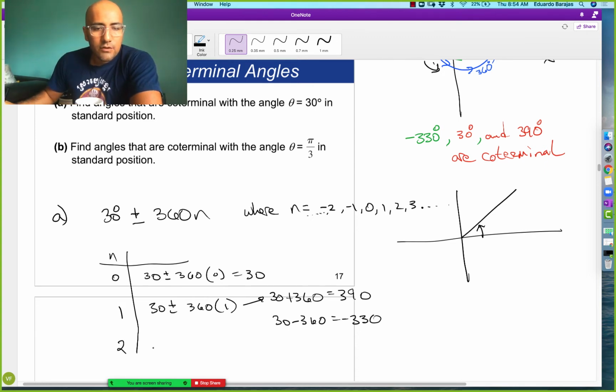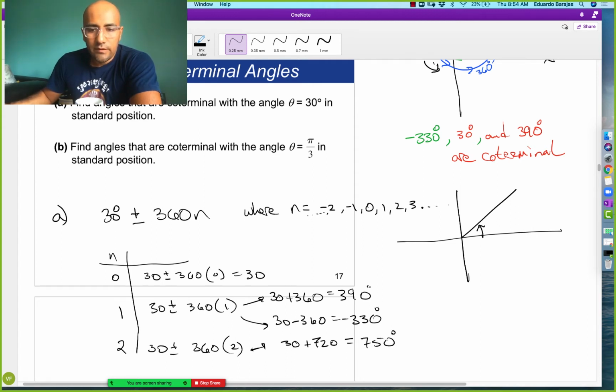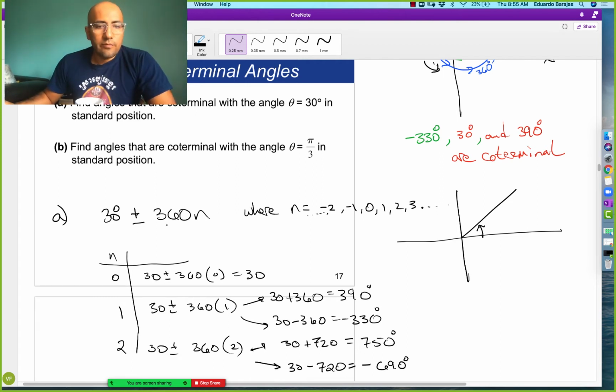Good. And then when n is 2, we end up with 30 plus or minus 360 times 2, which again gives us two answers. 30 plus 720, which gets us to 750 degrees. These are all in degrees. And then 30 minus 720, which gets us to negative 690. So this little formula can just generate all of them, adding and subtracting multiples of 360 degrees.